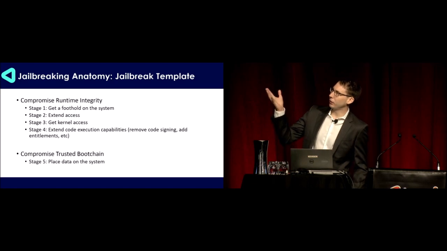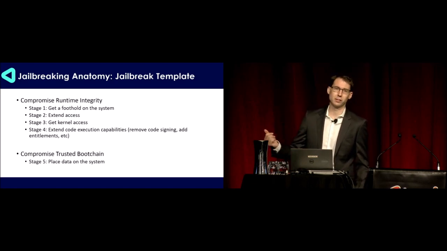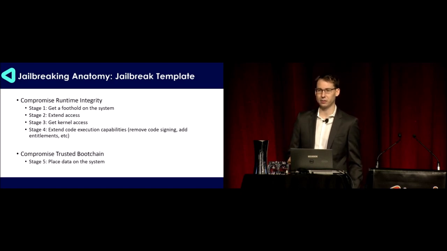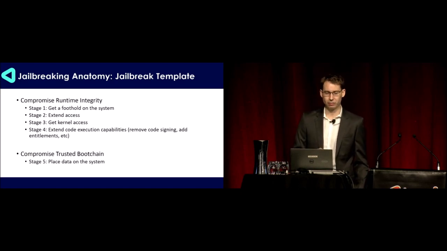Firstly, you want to compromise runtime integrity. This essentially involves getting a foothold in the system. In our case, it's going to be Safari, but you could also get it through a messaging app, an email client, anything. The second stage is extending access, breaking out of a sandbox, perhaps getting unsigned code execution. This is an optional step, as we'll see. The third step is getting kernel access, so elevating your privileges to kernel, and then getting complete control of the system. It's not really complete anymore because of PAC and PPL.